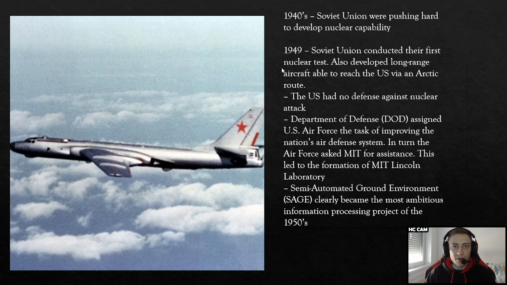So how it all started. The intelligence sources in the US reported that scientists in the Soviet Union were pushing hard to develop a nuclear capability. President Harry Truman announced in 1949 that the Soviets tested their nuclear bomb. Not only did they have the bomb, but they had also developed long-range aircraft able to reach the US via an Arctic route. At that time, the US had no defense against a nuclear attack.